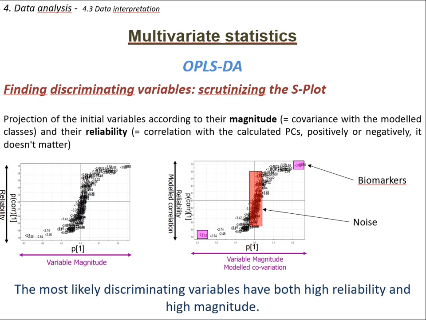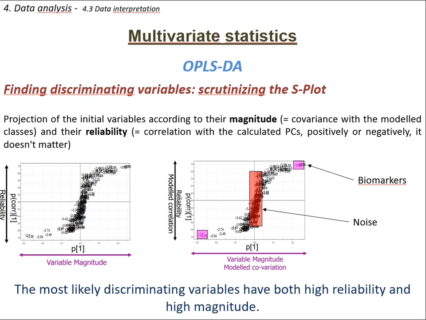So you have these score plots where you discriminate the groups in the OPLS-DA, but you also have the S plot that you can use. This is a projection where in abscissa you have the magnitude, which is the covariance with the model classes, and then you have the reliability in ordinates. It is a correlation with the calculated components, positively or negatively. It doesn't matter. So you have a typical S plot like this, where in the middle you have noise. So these are variables that are not discriminating the samples under investigation.